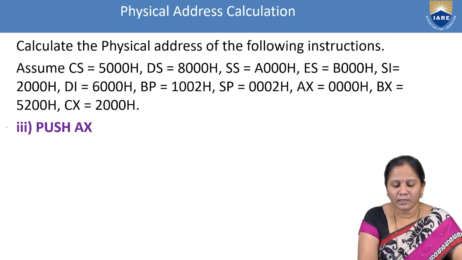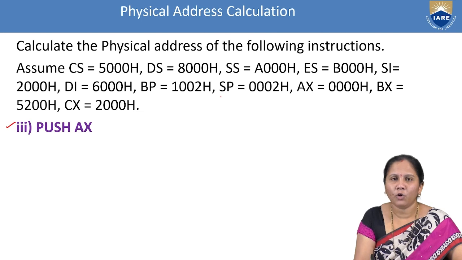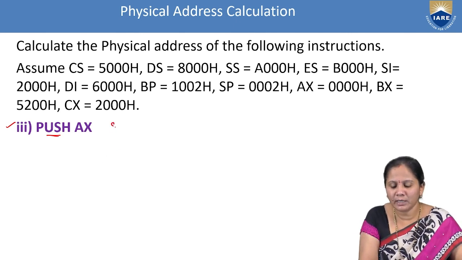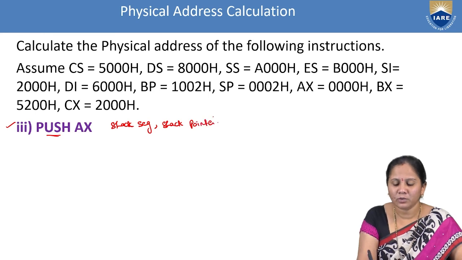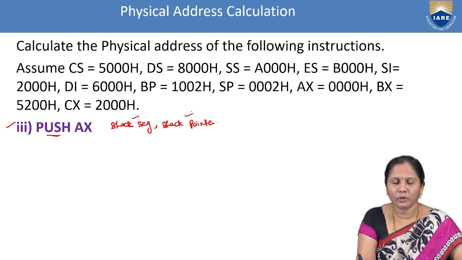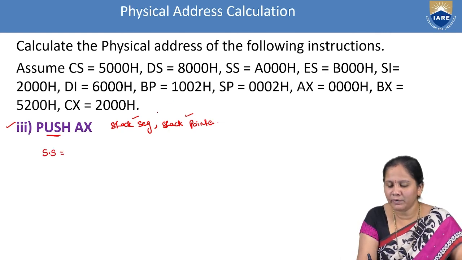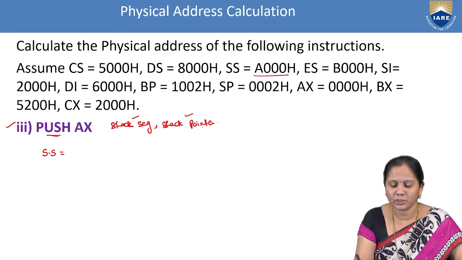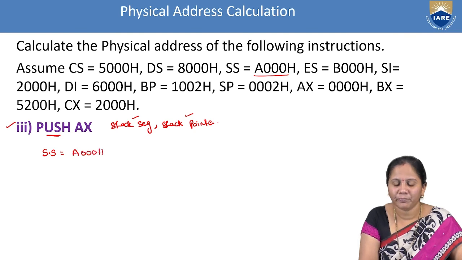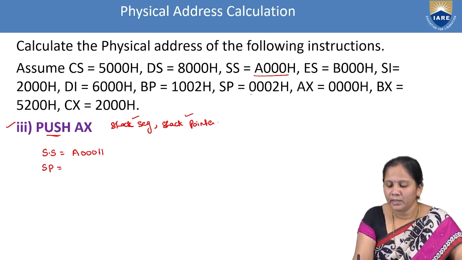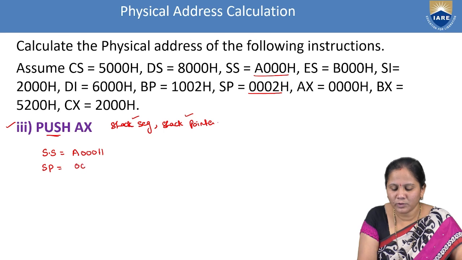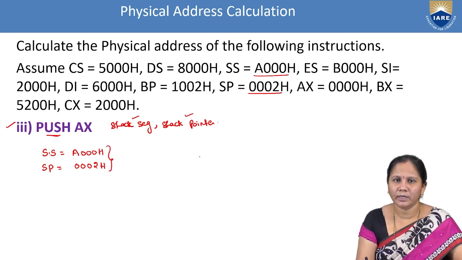Now the next instruction is PUSH AX. Out of all the segment and offset registers, since the instruction is PUSH, we have to use the stack related information. So we have to consider the stack segment and stack pointer register. The stack segment will give the segment address and the stack pointer will give the offset address. The stack segment value in the given data is A000H, whereas the stack pointer value is 0002H. We have to consider only these two registers to find the physical address out of all the given data.